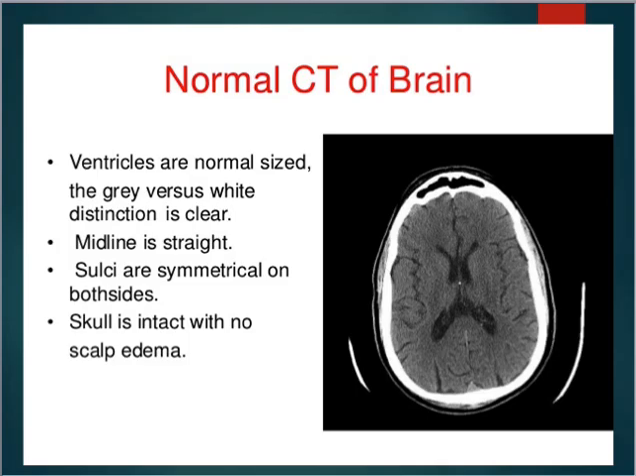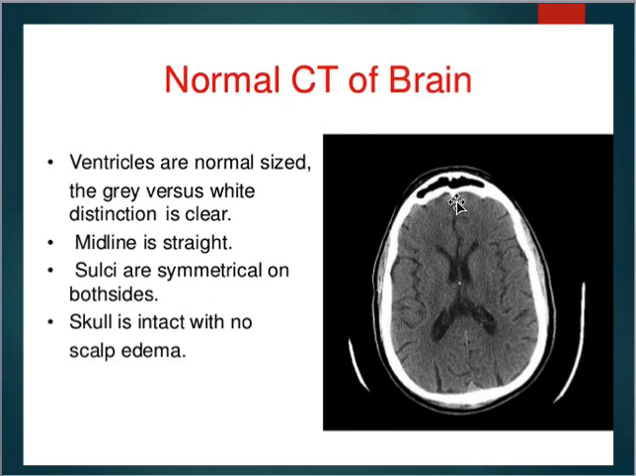This is a normal CT of the brain. When we look at the brain, one of the first things that we want to look at is, are the ventricles normal sized? The ventricles in here, are they normal? We want to check the gray versus the white. Is the distinction clear? If you look through here where the skull is and the gray matter in the brain, are there clear lines?